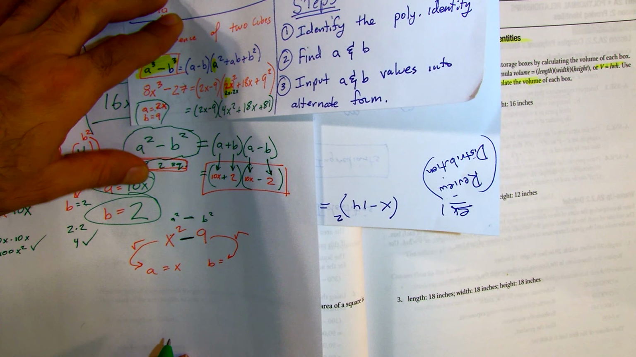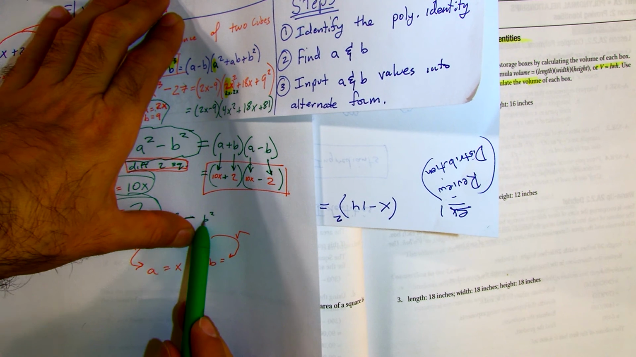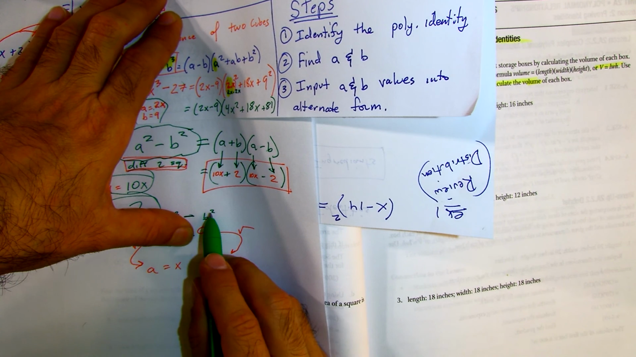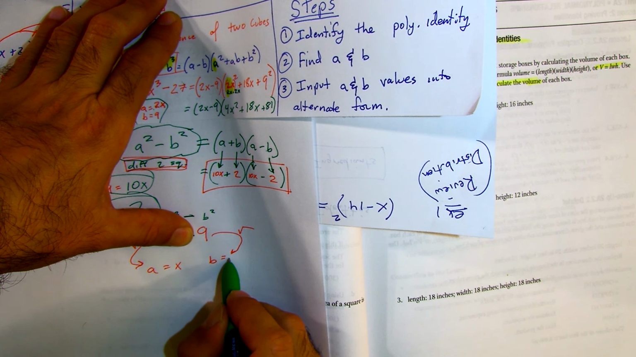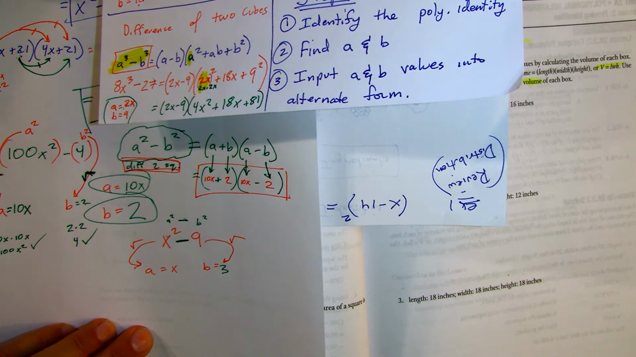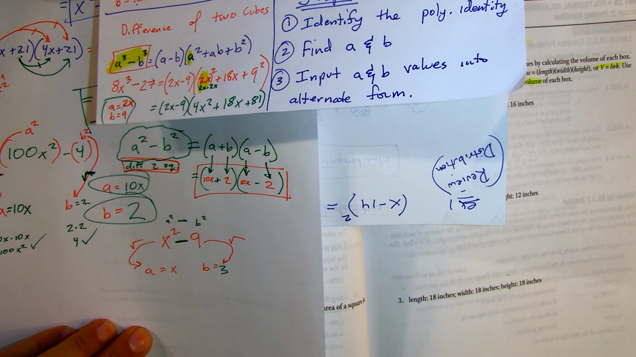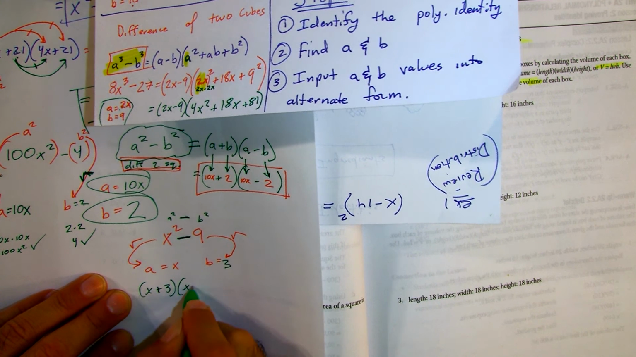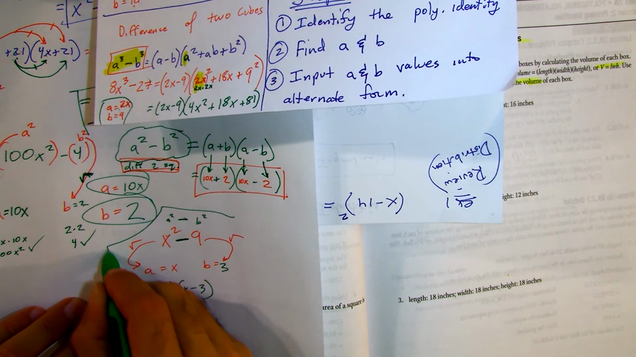But I'm looking here and seeing that b squared is 9, then b is going to be 3. So my final answer is going to be x plus 3, x minus 3. And that's for this problem.